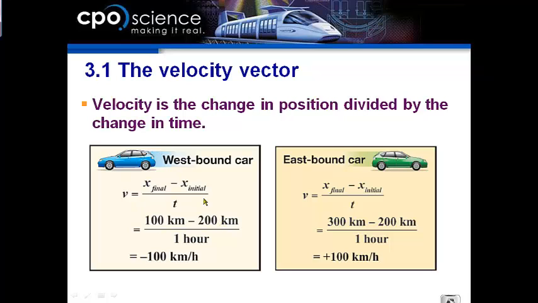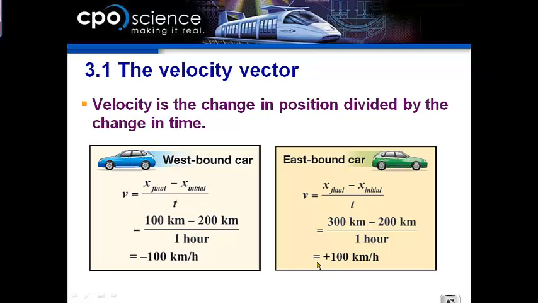So, westbound car. Let me back up here. I don't know if I explained that exactly right. Westbound car started 200 kilometers away from the origin, came back towards the origin, and now it's 100 kilometers away from the origin. Divided by 1 hour, it's got a negative velocity because it's coming back towards the origin, or where it started. Eastbound car started 200 kilometers away from the origin, ended up being 300 kilometers away from the origin when it finished, took an hour, so it's got a positive velocity.